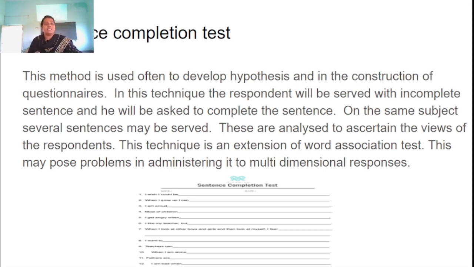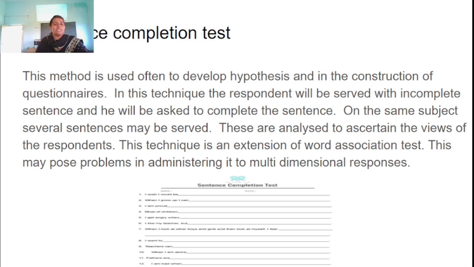The second one is the sentence completion test. Usually, this method is used to develop hypotheses and in the construction of questionnaires. In this technique, the respondent is given incomplete sentences and asked to complete them. On the same subject, several sentences can be received. These are analyzed to ascertain the views of the respondent.